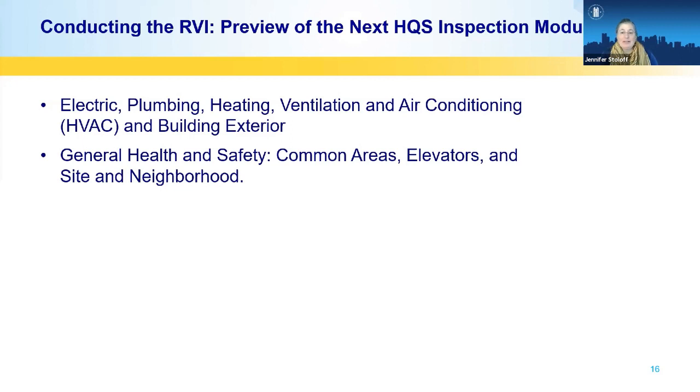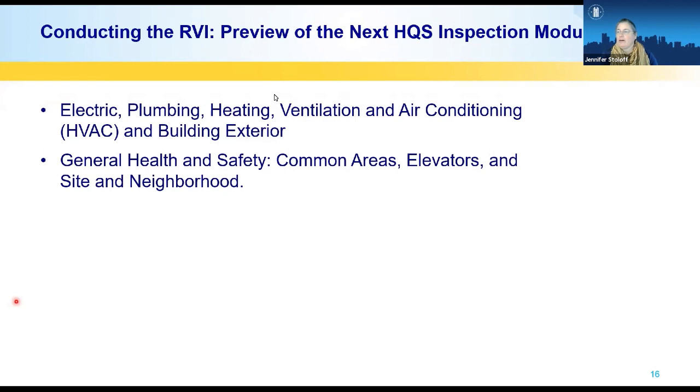Depending on the order in which you're going through these training videos, you will want to look at the electric, plumbing, heating, ventilation, and air conditioning module and building exterior, as well as general health and safety, common areas, elevator, site, and neighborhood. You may also want to review the living room, kitchen, and bathroom inspection module.